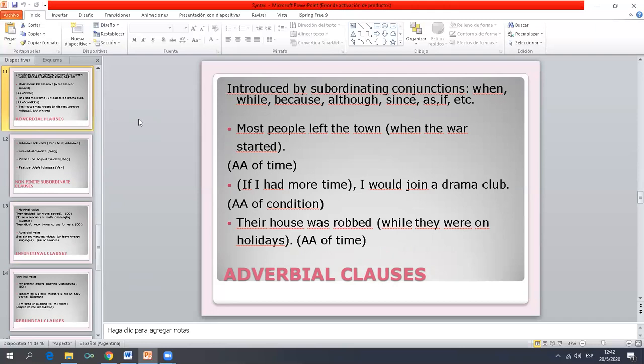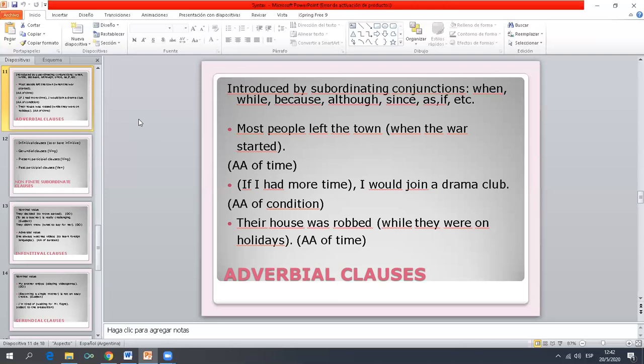As I said last week, the good point is whenever you have an adverbial clause, you know it will be an adverbial adjunct. And it will always be introduced by a subordinating conjunction. There are many subordinating conjunctions. Here you have some: when, while, because, although, since, as, if, after. And let's have a look at the examples you have here.